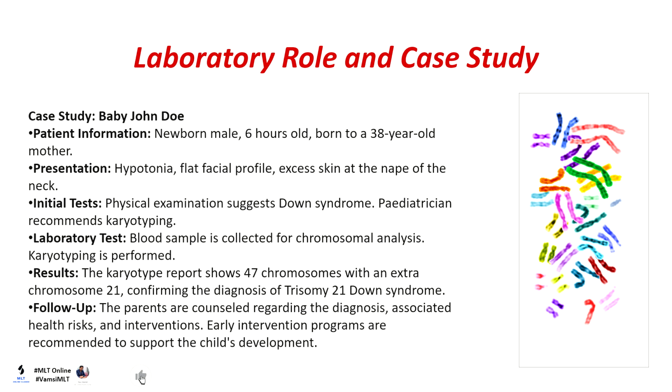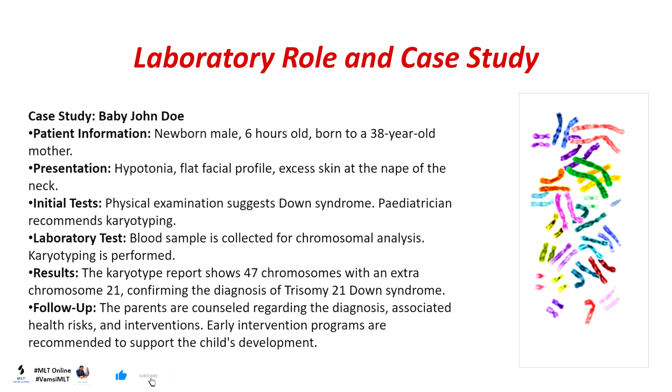Laboratory role and case study. Case study: Baby John Doe. Patient information: newborn male, 6 hours old, born to a 38-year-old mother. Presentation: hypotonia, flat facial profile, excess skin at the nape of the neck. Initial tests: physical examination suggests Down syndrome.